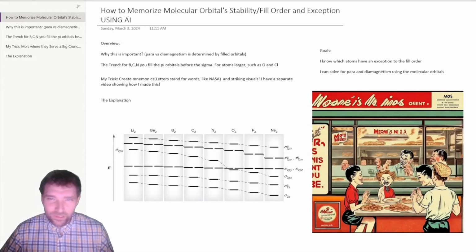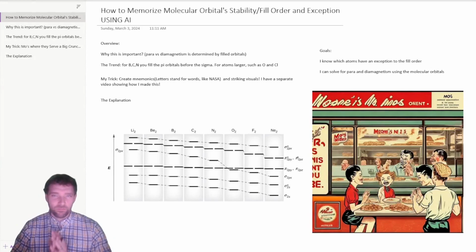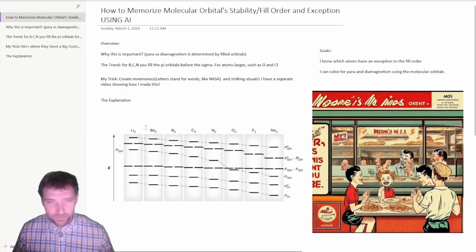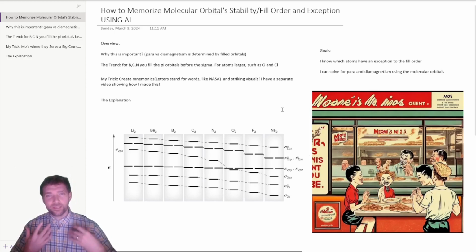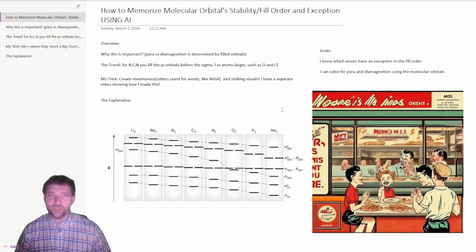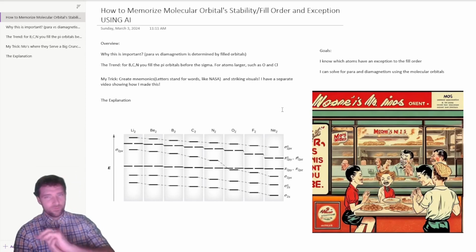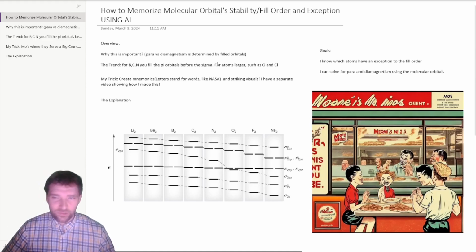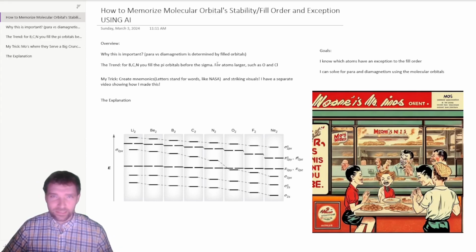Hi, my name's Andrew McLaren, and I want to help you with molecular orbitals and their fill order, which can be a bit different for different atoms. I've got in this video a really nice way of memorizing this that I generated using AI. I have a whole separate video on how I generated these images. But this works really, really nicely. I've used it with a couple students I tutor, and they always remember the exception.